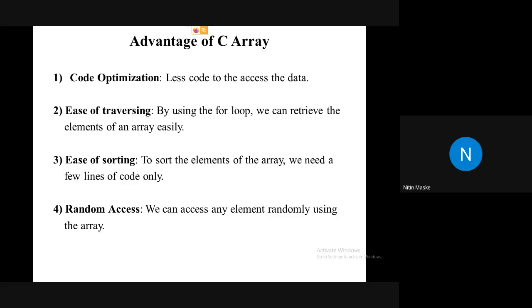Advantages of array. What advantages are we getting by using an array? First is code optimization. That is, less code to access the data. Second is ease of traversing. By using a for loop, we can retrieve the elements of the array easily. You can use a for loop, you can use any loop. You can visit or traverse the elements of the array. Ease of sorting. To sort the elements of the array, we need only a few lines of code.